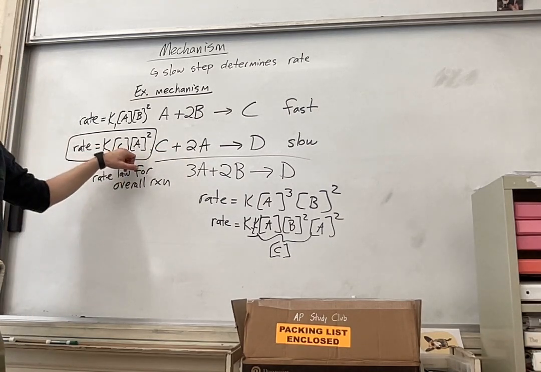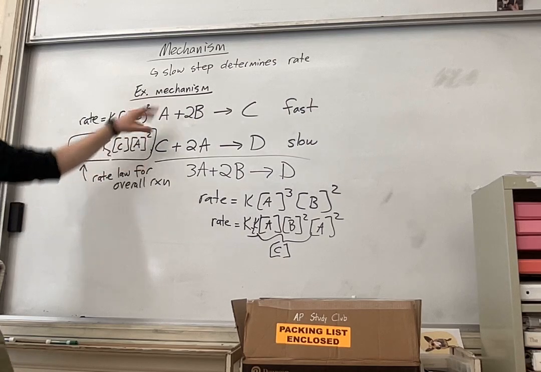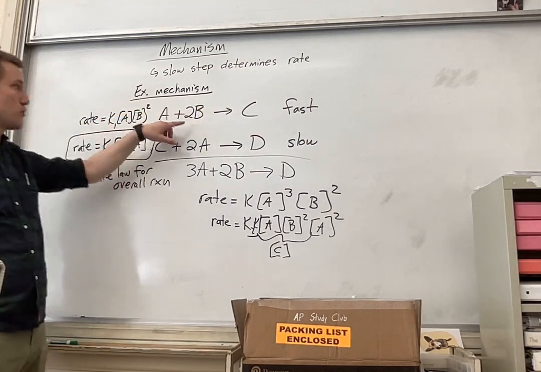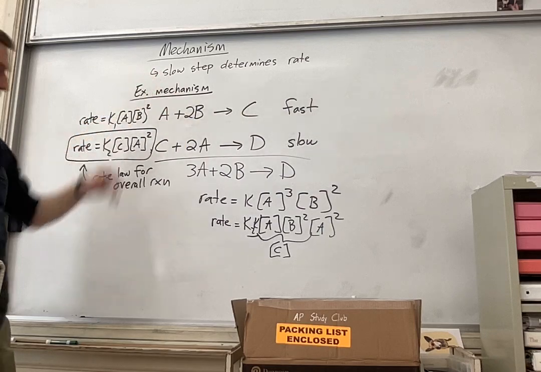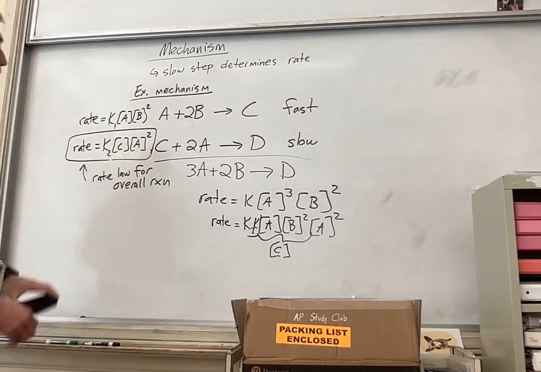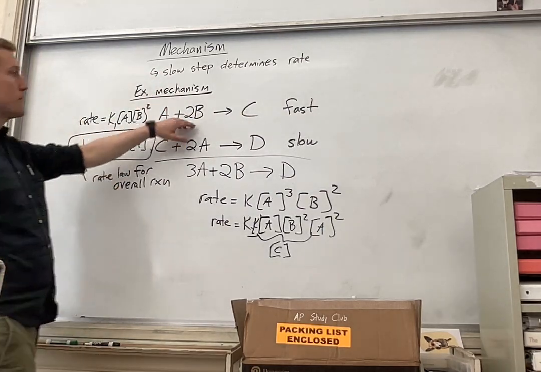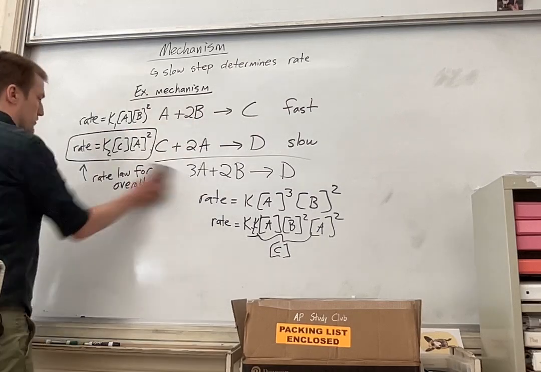But if the slow one is the first step, then you can just use it as the overall? Correct. Yes. If the slow one is the first step, it's easy. You take that rate law and that's it, because the reactants of the first step are reactants in your overall rate equation. Right.